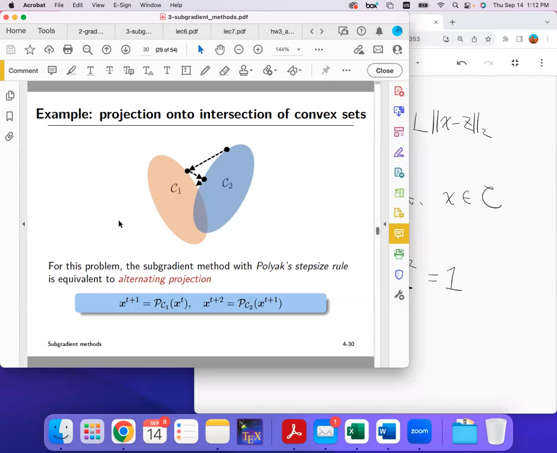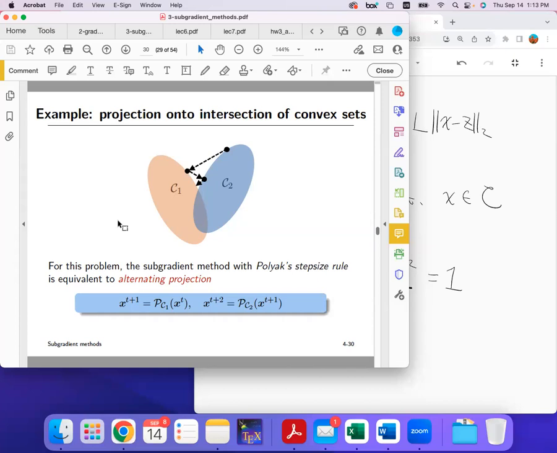Right. So this algorithm is very intuitive, and you can imagine, right? If you keep projecting back and forth, alternating between two sets, maybe you will end up with something in the intersection. But there is something critical here: these two sets must be convex. Otherwise, there's no guarantee you can always find a point in the intersection.